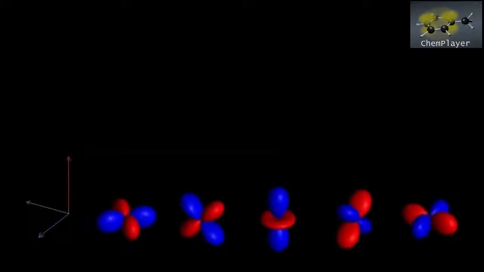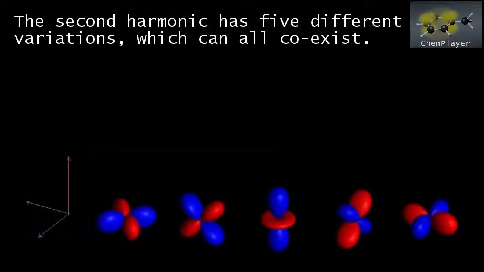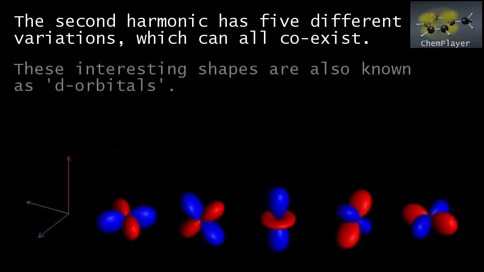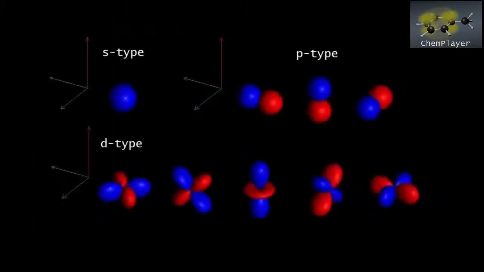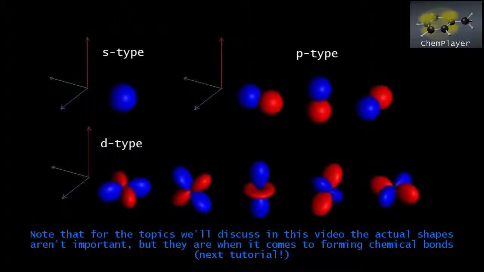Here's the second electron wave harmonic. There are 5 of these which are possible and which can all coexist just like the last set. There are some really interesting shapes with electron density sticking out at angles and a few different nodes present. Here's our first 3 sets of orbitals. There are more, but these are the ones you encounter in normal chemical life.